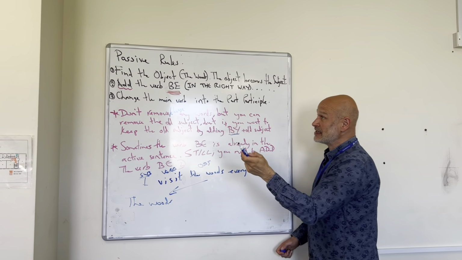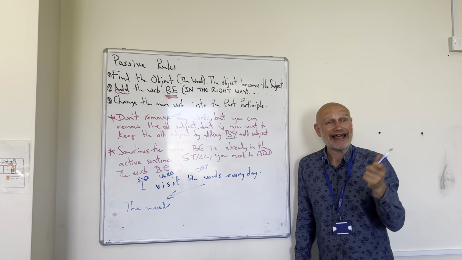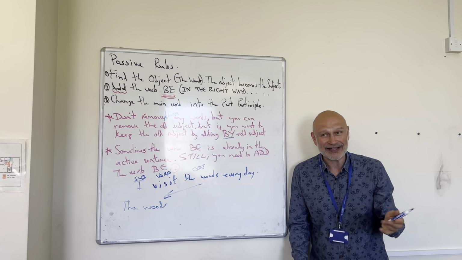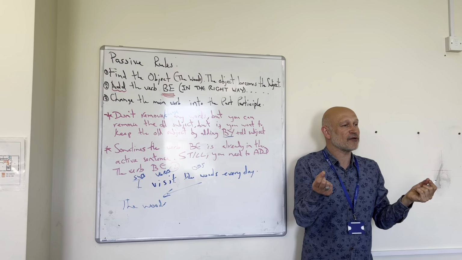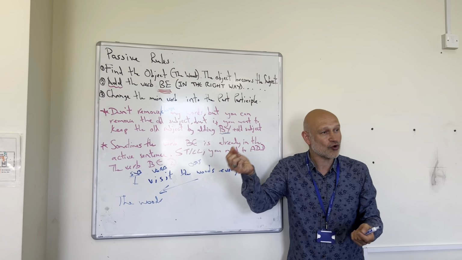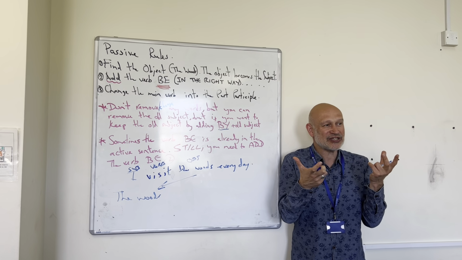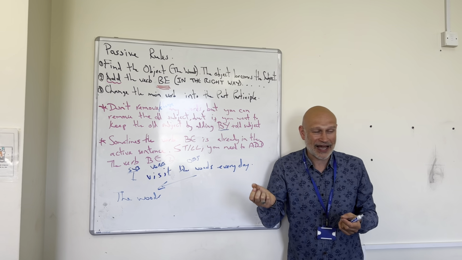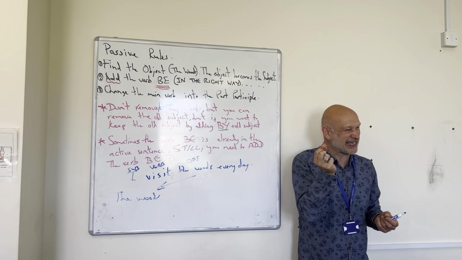The next thing we need to do is add the verb to be in the right way. So if it's present simple, the verb to be needs to be am, is, or are. If it's past simple, was or were. If it's continuous, it needs to be being. And if it's perfect, it needs to be been.